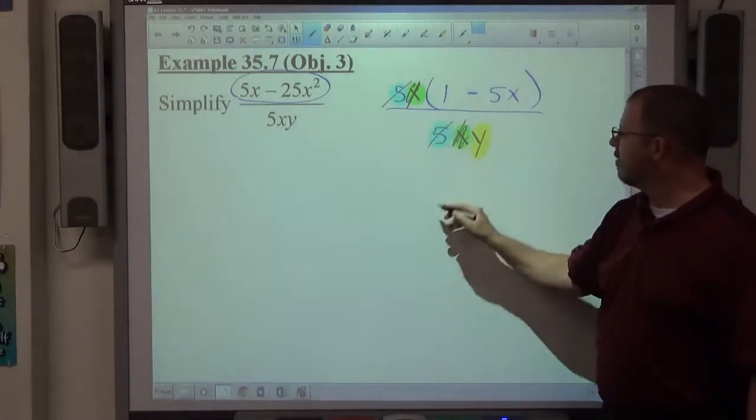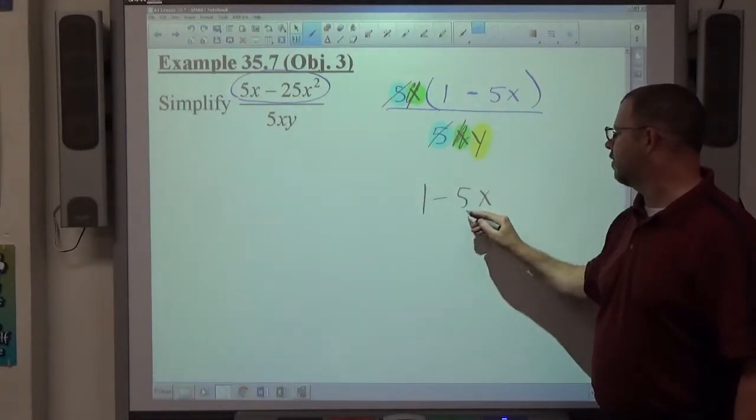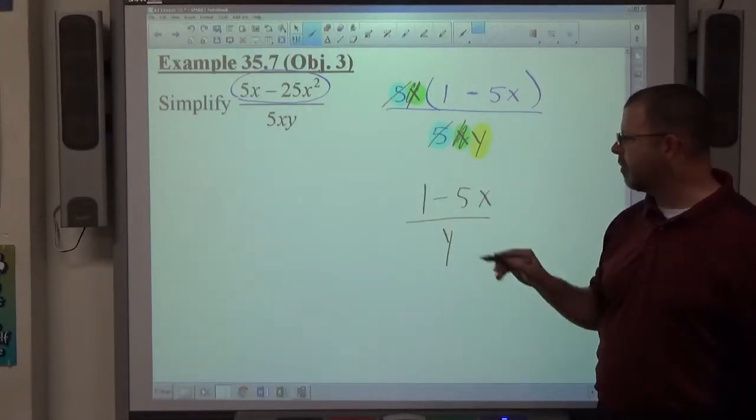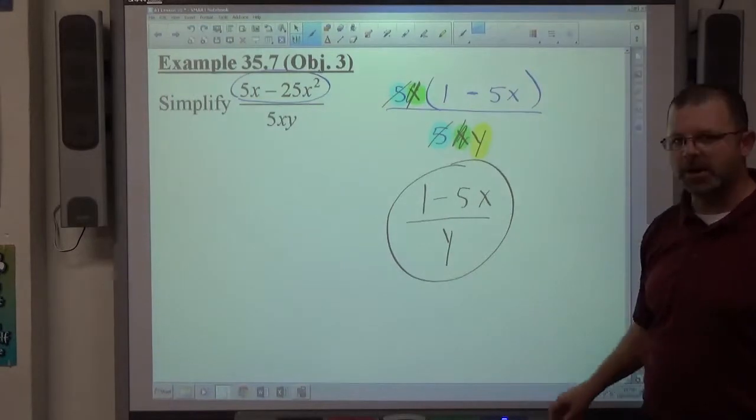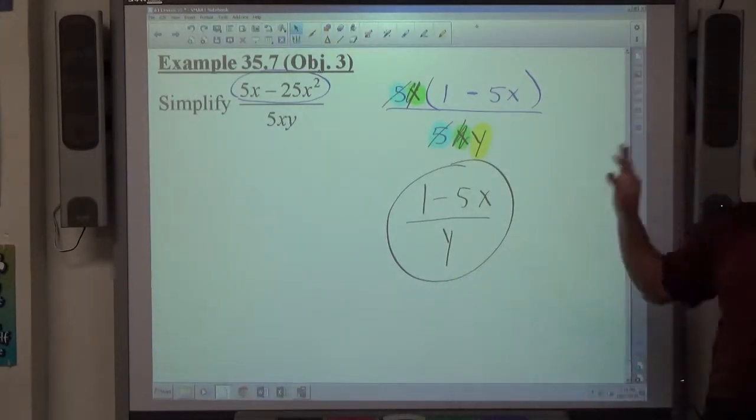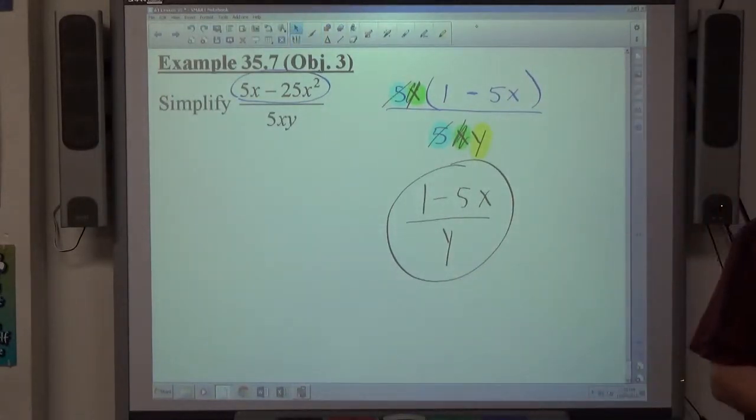The 1 minus 5x left here as a difference goes over the y that's left on the bottom for the best answer of 1 minus 5x over y. So when it says simplify, it looks like a fraction. That's what your technique is. Factor the greatest common factor on top. Cancel common factors. Write down the leftovers as your final answer.